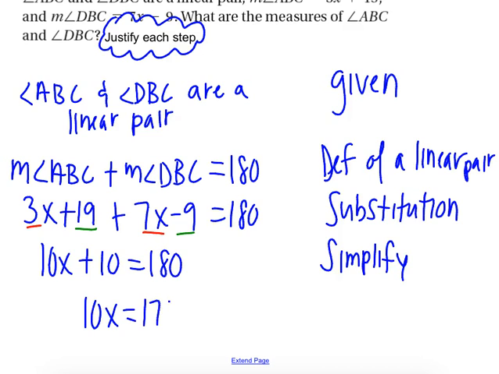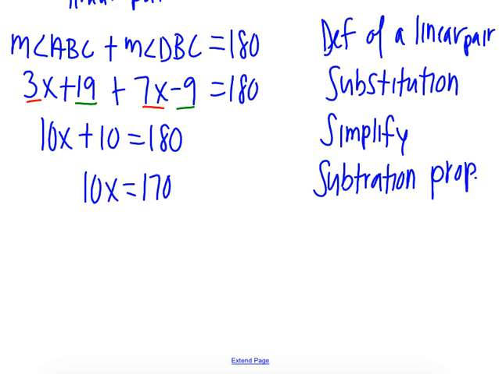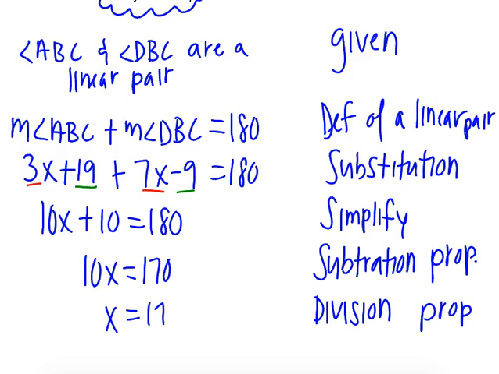180 minus 10 is 170. That was the subtraction property. And my last step is to divide by 10, so we get x equals 17. And that was division. Okay, now remember, we have to answer the question, so we have to plug back in to find these angle measures. But before we do that, let's make sure we have the same amount of work steps and reasons. So I have 1, 2, 3, 4, 5, 6. 1, 2, 3, 4, 5, 6. So we check out there, it lines up nicely.